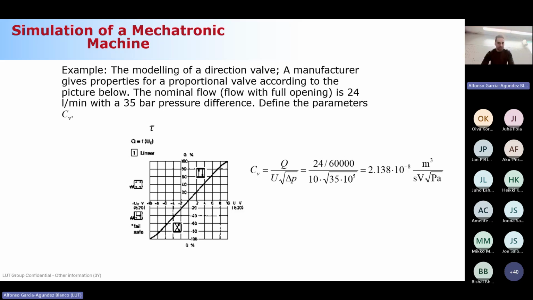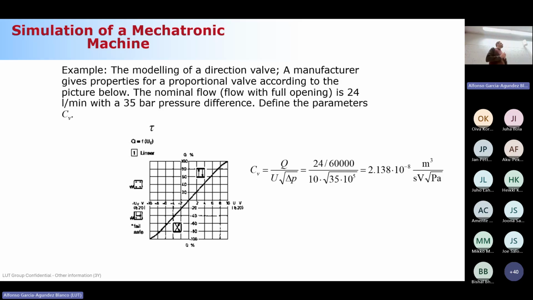So basically, this is an exercise. It says a manufacturer gives properties for a proportional valve according to this picture. The manufacturer is providing a flow as a function of U, in this case in voltage. And it says the nominal flow with full opening is 24 liters per minute with a 35 bar pressure difference. Define the parameter CV.